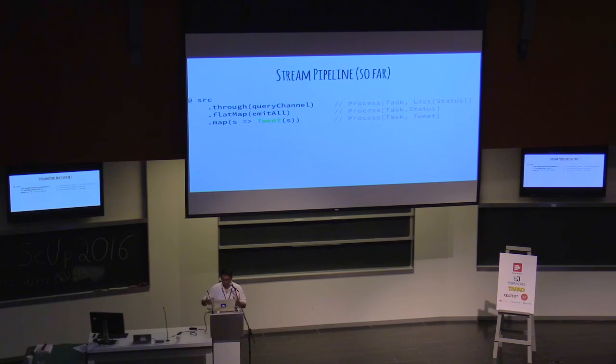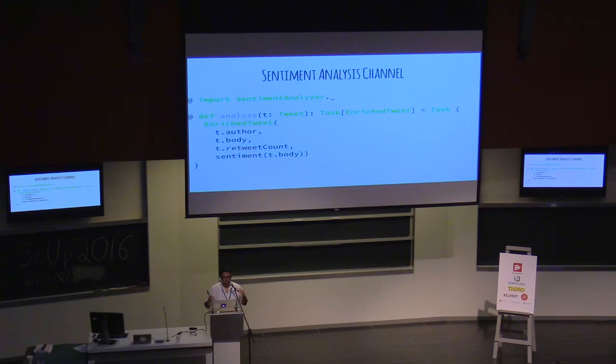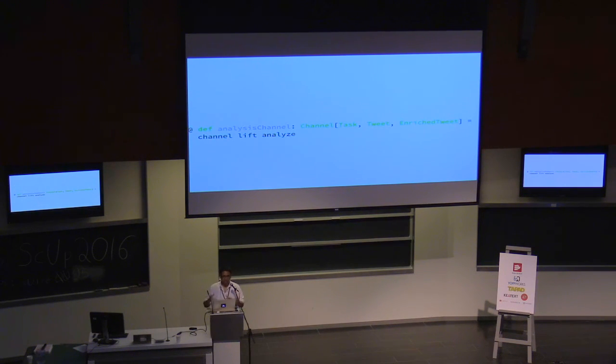So far we now have tweets that actually correspond to the query, and we have to do some sentiment analysis on it. We can use a sentiment analyzer for that, and we have a function that takes a tweet and performs some sentiment analysis on it. It also does a retweet count. The enriched tweet case class has these two additional properties, which represent the sentiment of the tweet and also the retweet count. We wrap that whole computation as a channel, the analyze channel.